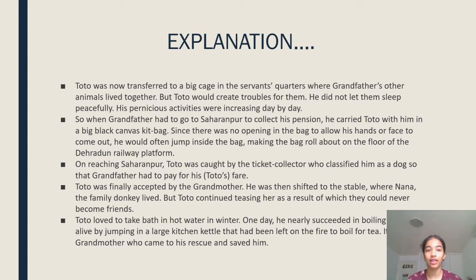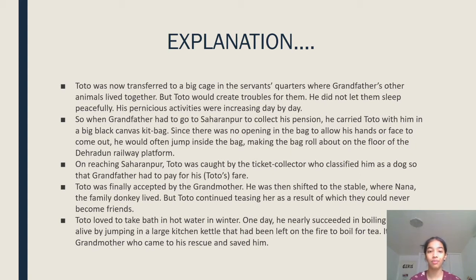So when the grandfather had to go to Saharanpur to collect his pension, he carried Toto with him in a big black canvas kit bag. And since there was no opening in the bag to allow his hands or face to come out, he would often jump inside the bag, making the bag roll about on the floor of the Dehradun railway platform.